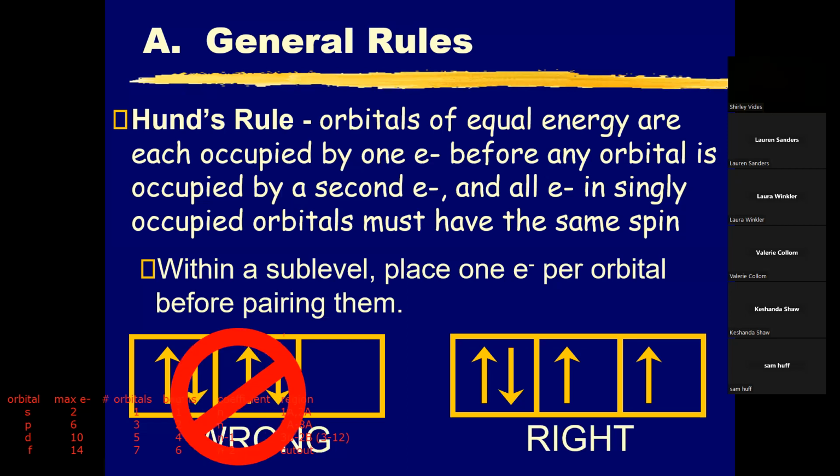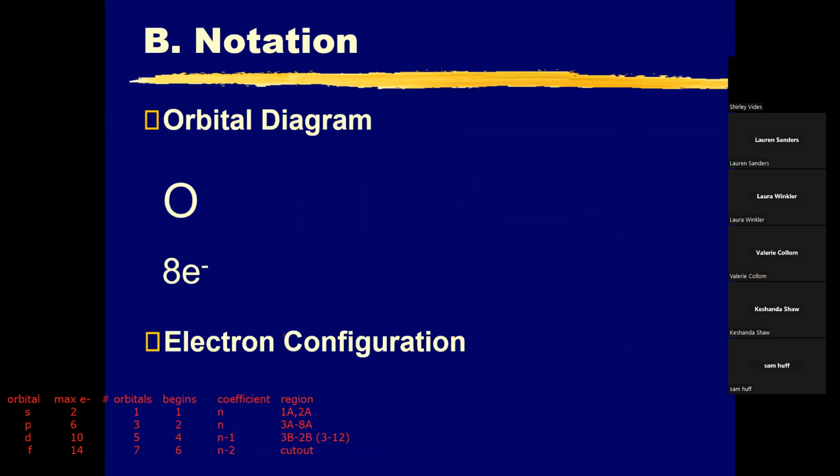That's because it says very clearly you cannot double up until you have each one of these filled. So before pairing, place 1 electron per orbital before pairing. So this is incorrect. That's the next thing: when we do our orbital diagrams, it'll ask you, is this right or is this wrong? Well, now you know.